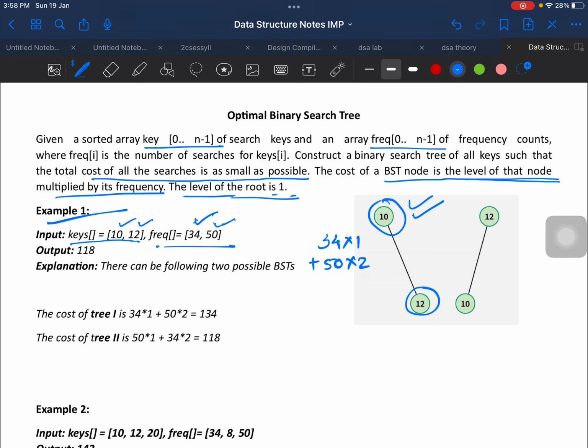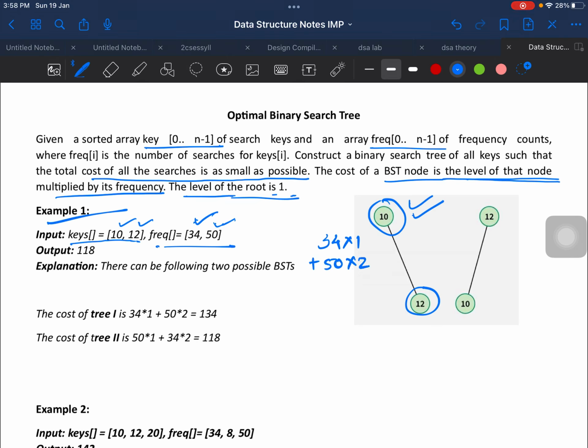So 12 is appearing first. So 12 we are drawing here. Then 10 is appearing. So 10 is less than 12. So definitely 10 is present on the left hand side of this 12. Why? Because this is the rule of BST, that is binary search tree. So now guys, here we are drawing 10. Now let's see what is the cost of this tree. This is the second tree which we got.